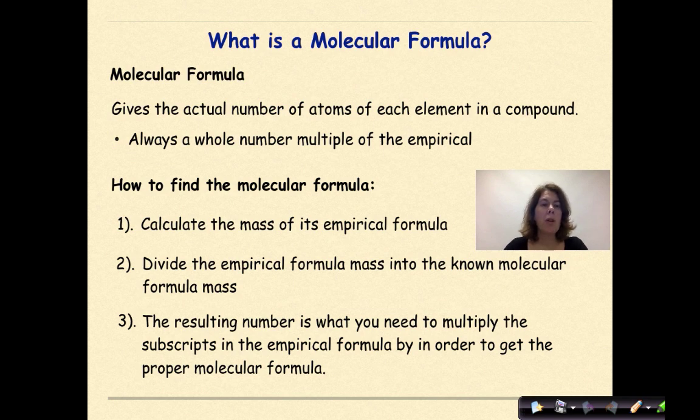A molecular formula is going to give the actual number of atoms of each element in a compound. These are always a whole number multiple of the empirical.